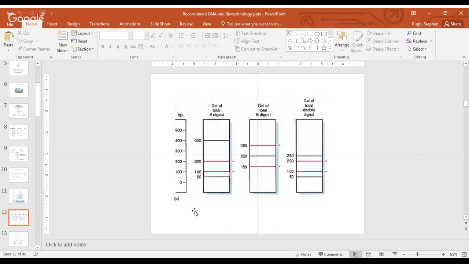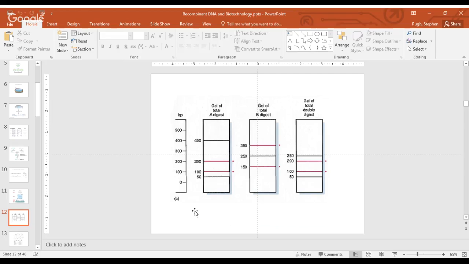So we cut it with enzyme A on the left, and we get those 5 pieces. So there are 4 pieces of DNA with 3 restriction sites. We cut it with enzyme B in the middle, and we get 3 pieces of DNA indicating 2 restriction sites. And then if we cut it with both, do the double digest, we get those 4 pieces of DNA.